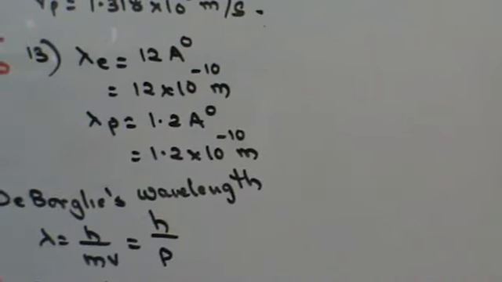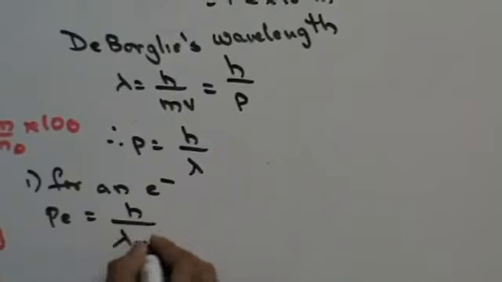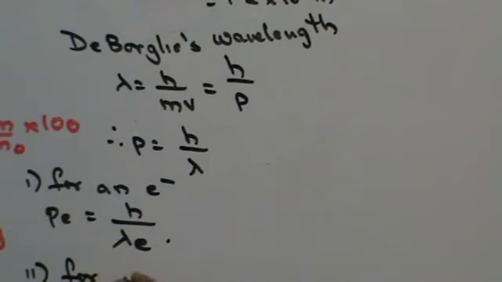For an electron, the momentum of the electron will be h upon lambda of the electron. h is Planck's constant, which is 6.63 into 10 raised to minus 34 SI units. And similarly for a proton, the momentum of the proton will be h upon wavelength of the proton.